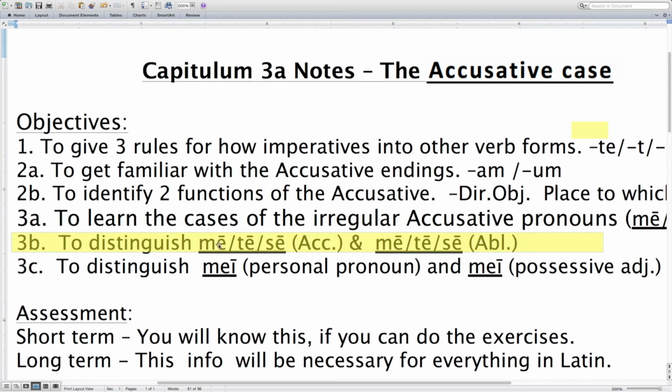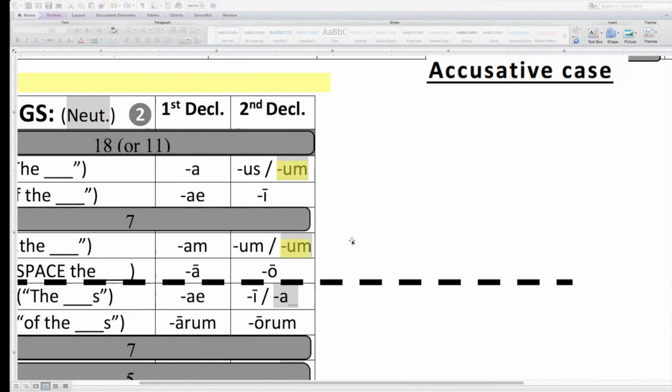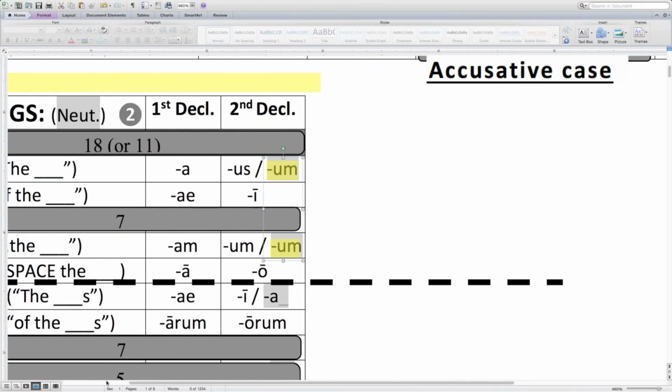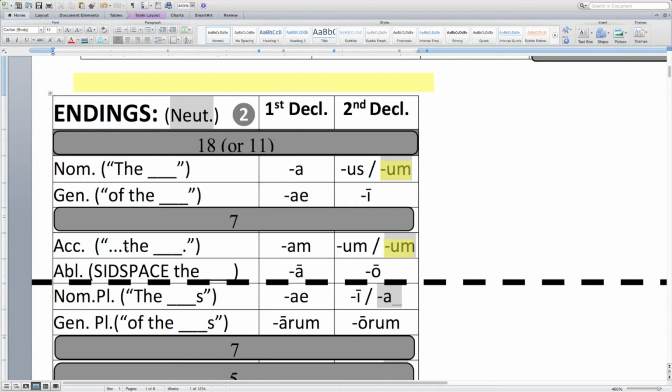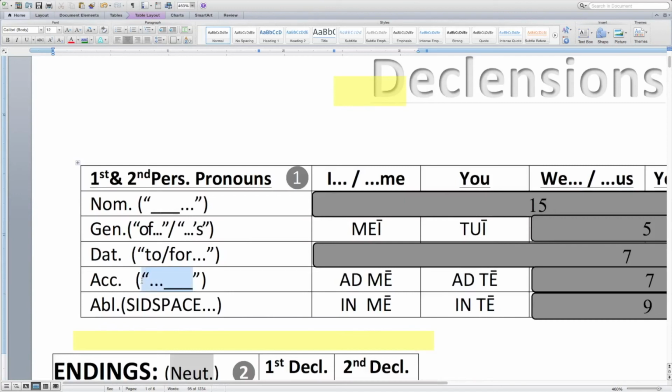Okay, to distinguish me, te, se as accusatives and me, te, se as ablatives. Well, if you forgot, as accusatives, they mean the recipient of the action. I put a dash in front of them so that you know that they're at the end of the English sentence, because in English, the recipient of the action is always said last, or as a side thought with 'in' right before them.